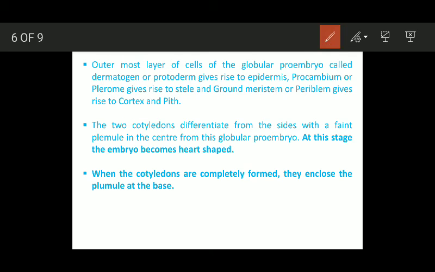Now you have an outermost layer of cells of the globular pro-embryo, which is called dermatogen or protoderm. This dermatogen or protoderm gives rise to epidermis. Okay, remember, you now have 3 layers. One is dermatogen, second is procambium, and third is ground meristem.